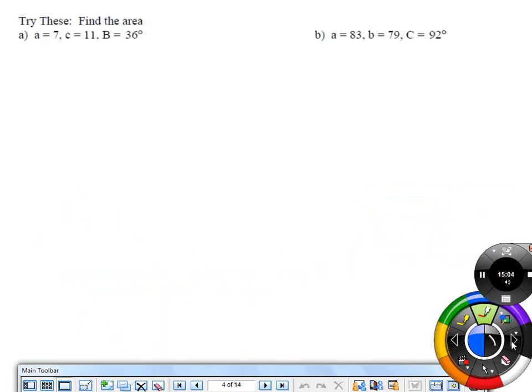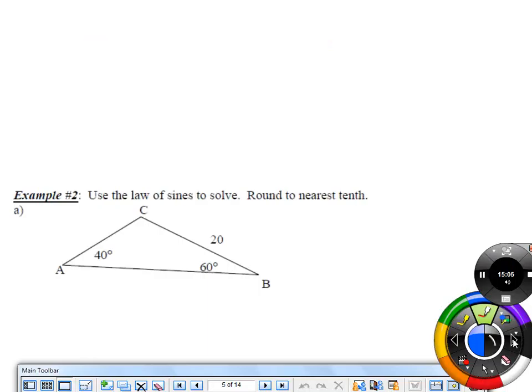All right, so we're going to skip the try these and we're going to go here. So this looks similar to what you guys were given yesterday, right? I asked you guys to find the area, but now I'm asking you to solve the triangle. So what does it mean to solve the triangle? You have to understand the directions before you can do the problem. So what does it mean to solve the triangle? Good. Find all the angles and all the sides. Basically, every piece of information about that triangle, you need to figure it out.